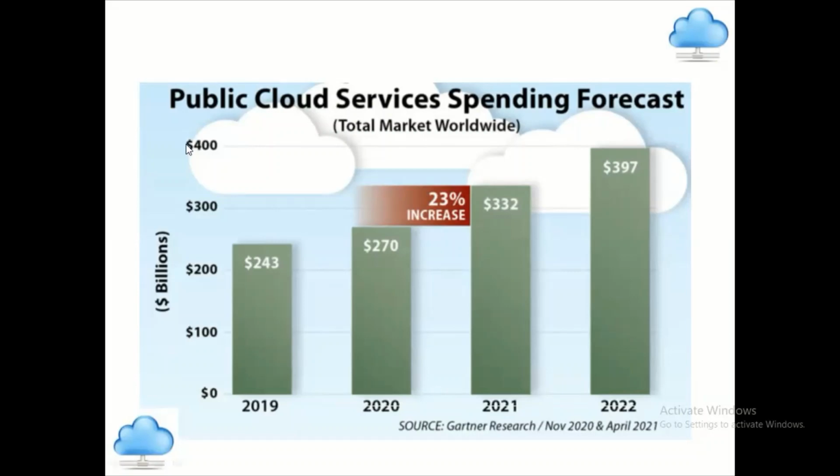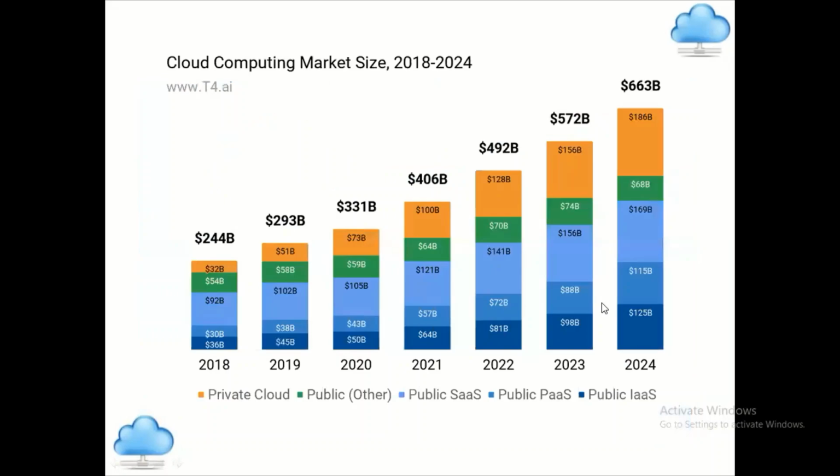If you observe, public companies across the globe started investing in the cloud, which is $240 billion in 2019. By 2022, it's almost $400 billion. Okay, see the increment, 23% year on year, and 22 is already over. Now, if you see here from 2018 to 24 again, it's $200 billion to $660 billion expected.